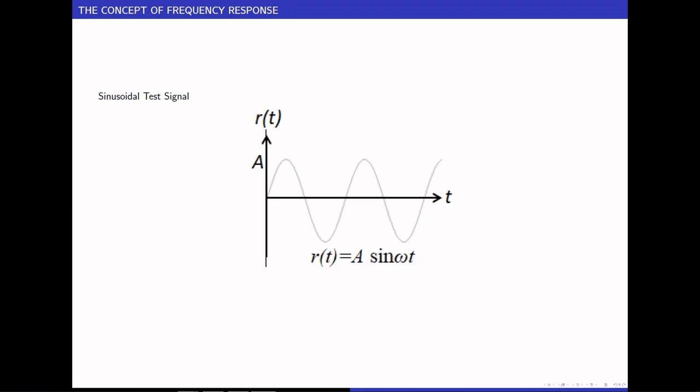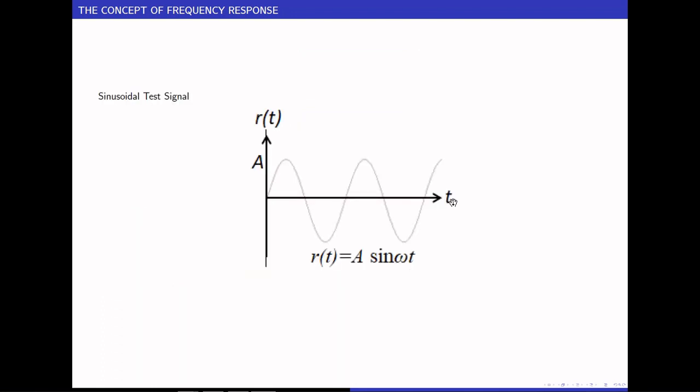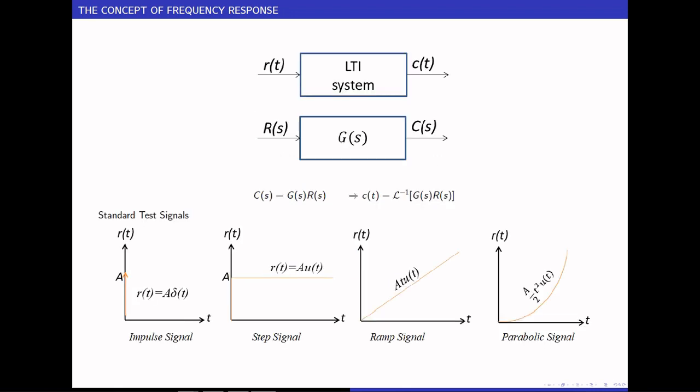Even for these sinusoidal signals, we can do the transient analysis, or get the transient response as we do for these other standard test signals, by taking the inverse Laplace transform of G of s and R of s. However, there is a problem in the steady state analysis. How do we do the steady state analysis for these inputs?